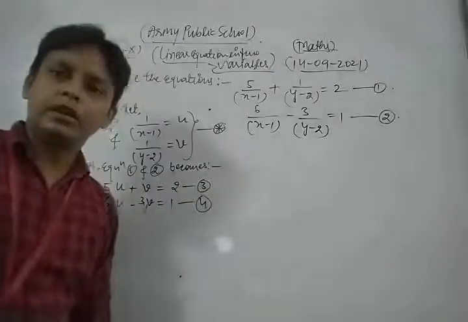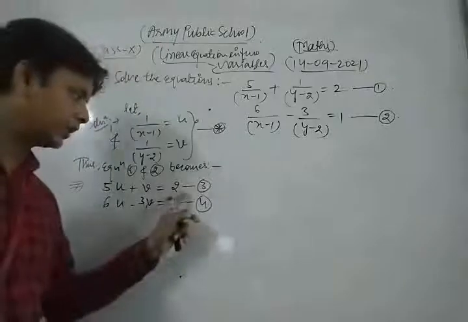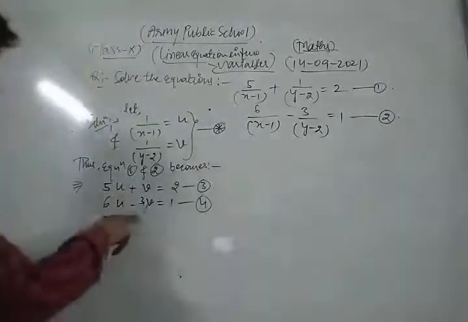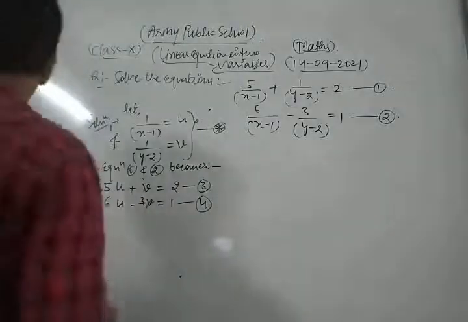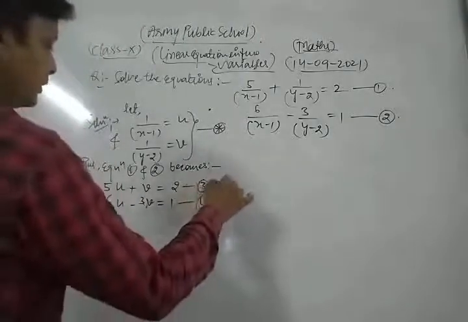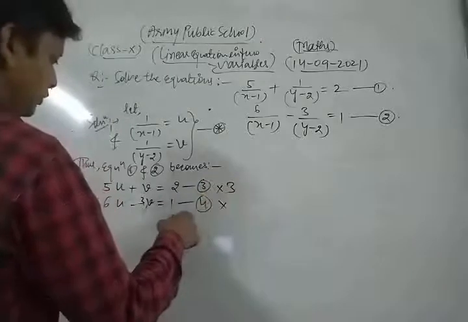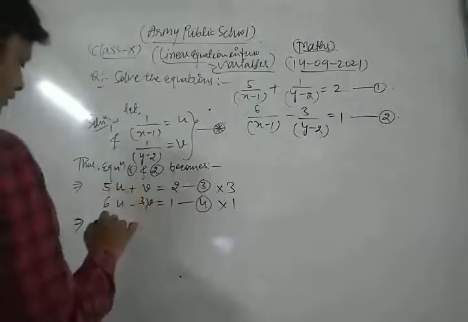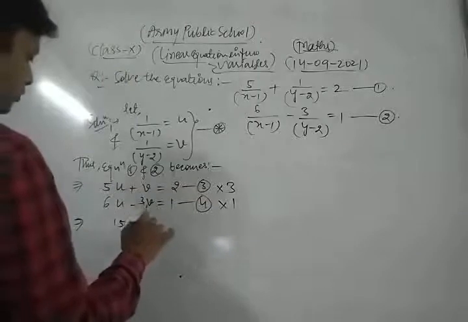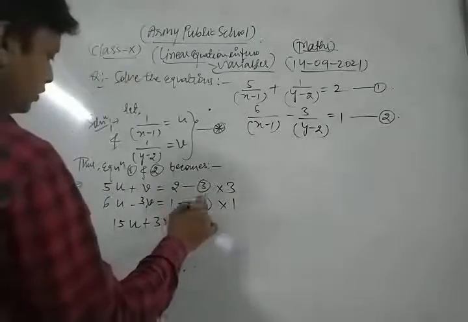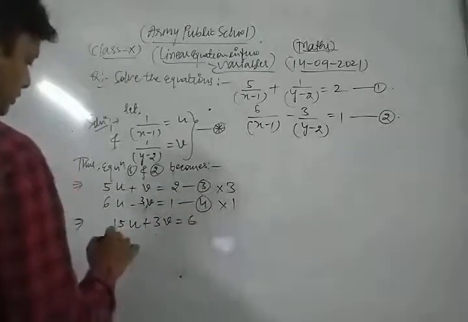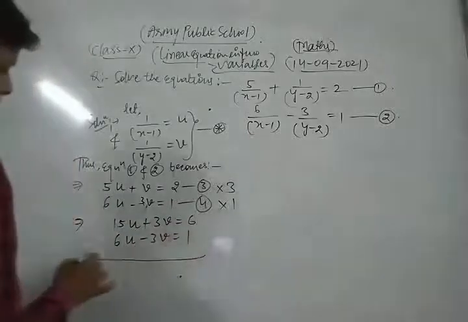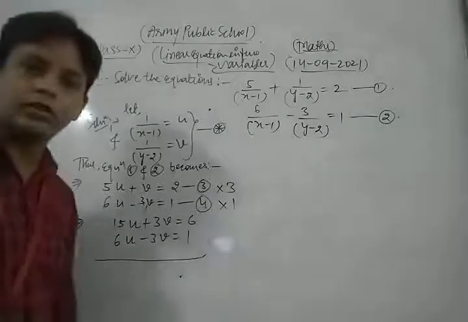Now, dear student, we solve equations 3 and 4 by the elimination method. For that we first equalize the coefficient of v. So we must multiply equation 3 by 3 and equation 4 by 1. So we get 15u plus 3v is equal to 6. If we multiply by 1, 6u minus 3v is equal to 1. Now we add them.